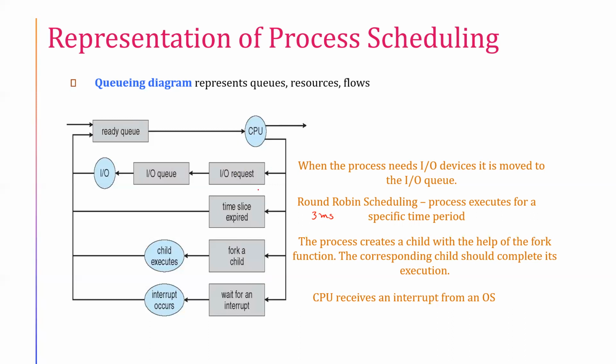So that is how a process is executed in the CPU and how it is moved to the ready queue. This is the queuing diagram of your process scheduling, which is very much important. So we have five different conditions, maybe we can call them five different states, of how the CPU handles the process. So this is your process scheduling.